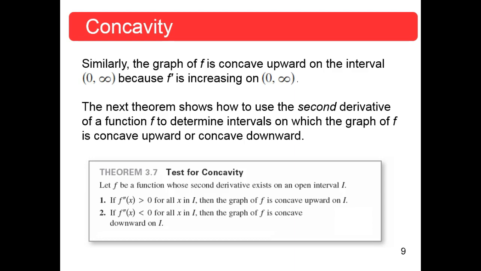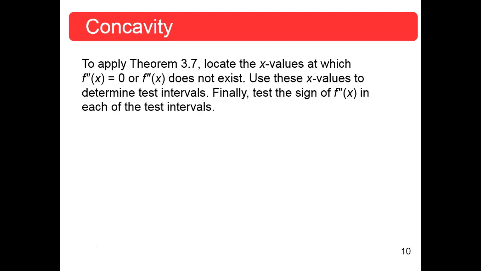The other place is where the second derivative is equal to 0. Does this sound familiar? These are the very tests we used for the first derivative to determine whether the function was increasing or decreasing. Okay? So, same deal, except this is for concavity. Locate the x values for which f double prime is 0 or doesn't exist. We use those x values to determine test intervals. Here we go with test intervals again.